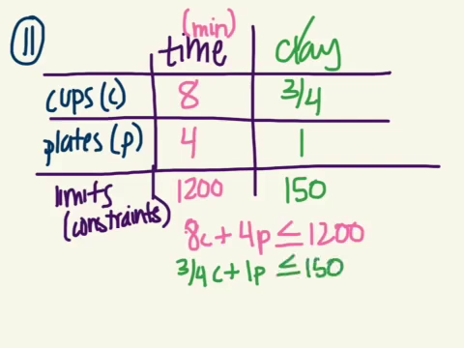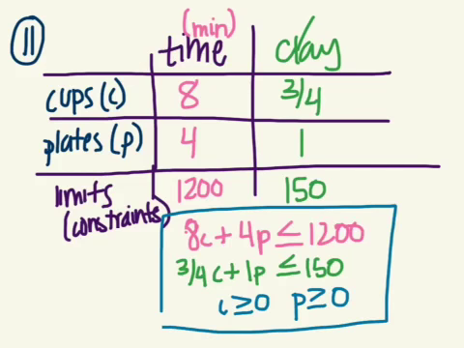And then the two that are kind of unspoken, the number of plates and cups can't be negative. You can't make a negative amount of something. So both of them are set greater than or equal to 0. So those are your system of equations. And if I asked you to graph them, you'd solve for one of the variables and graph it from there.